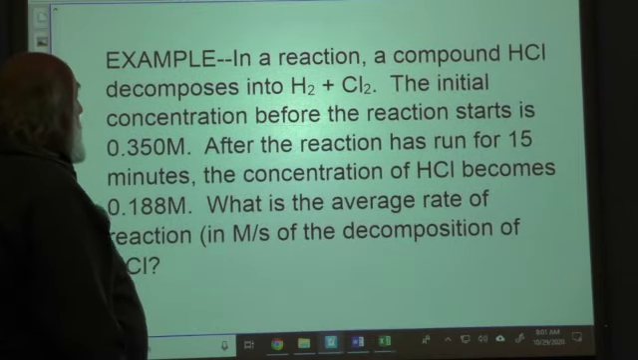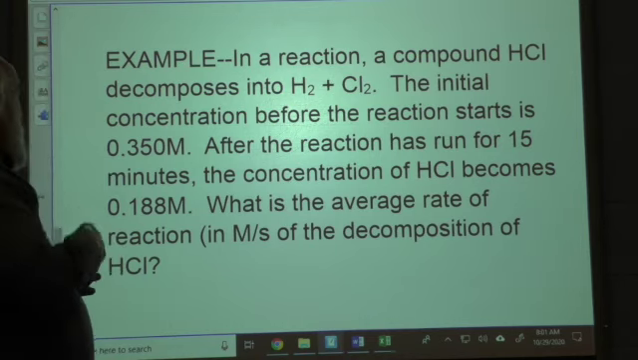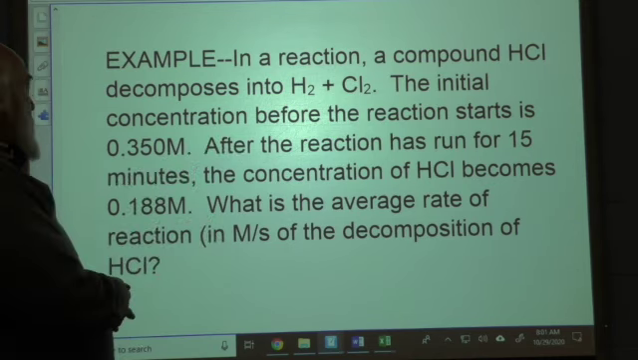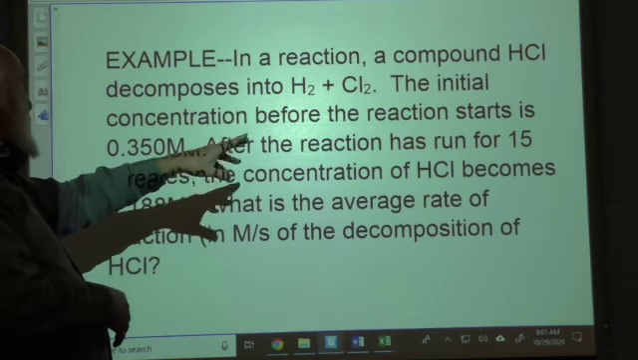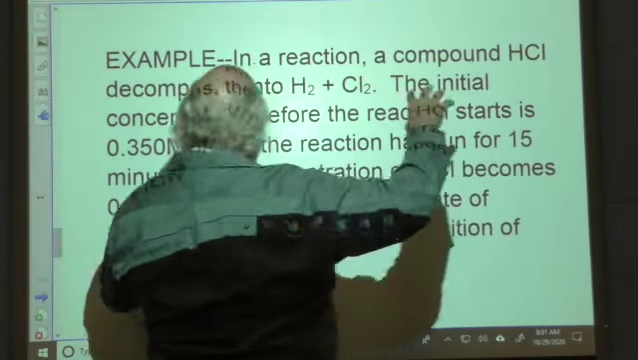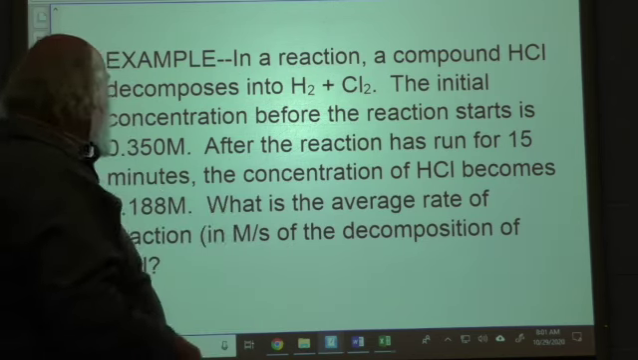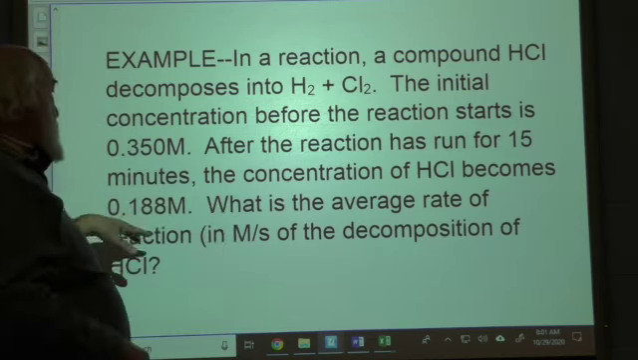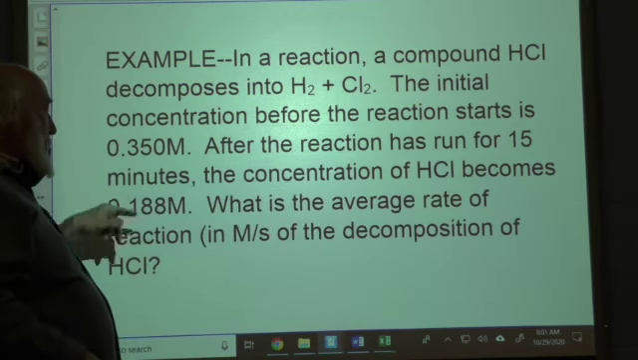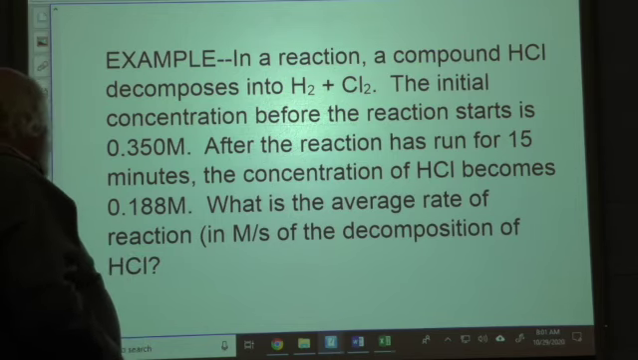Okay? So here's an example. In a reaction, a compound HCl decomposes into H2 and Cl2. The initial concentration before the reaction starts is 0.35 mole per liter. And we're talking about the HCl, because we're focusing on the reactants and not the products. After the reaction is run for 15 minutes, the concentration of HCl becomes 0.188 moles per liter. And what is the average rate of reaction?